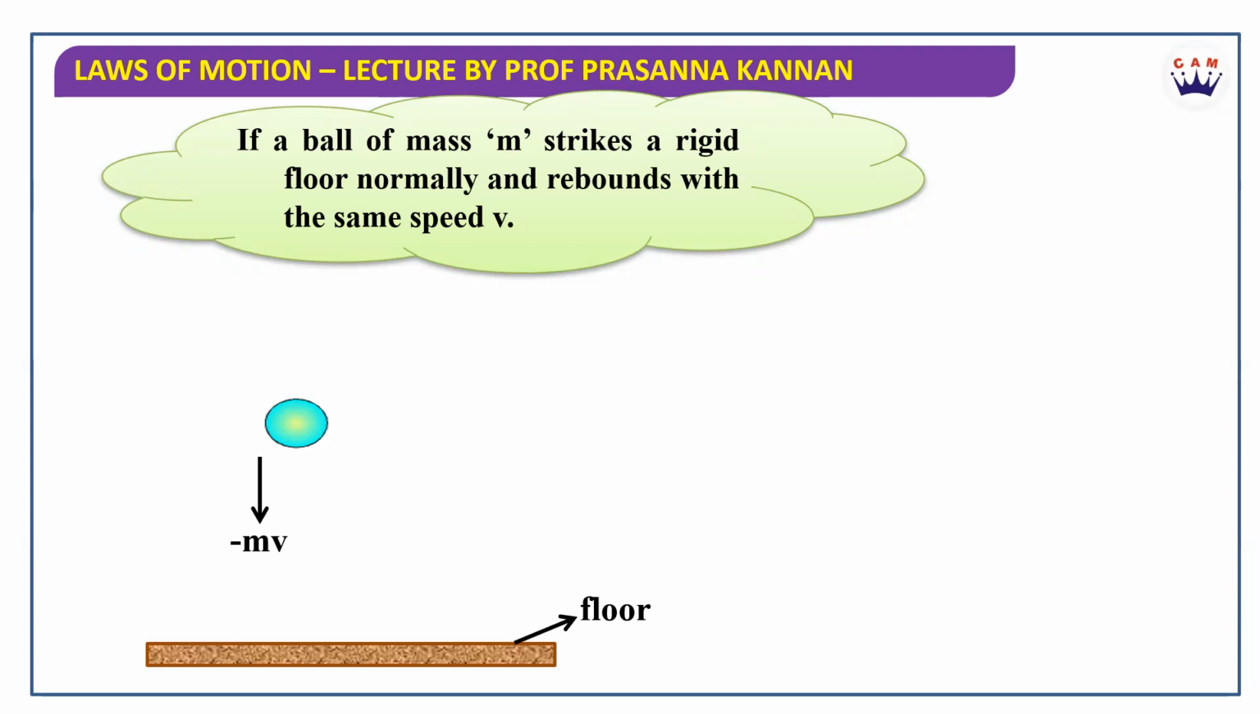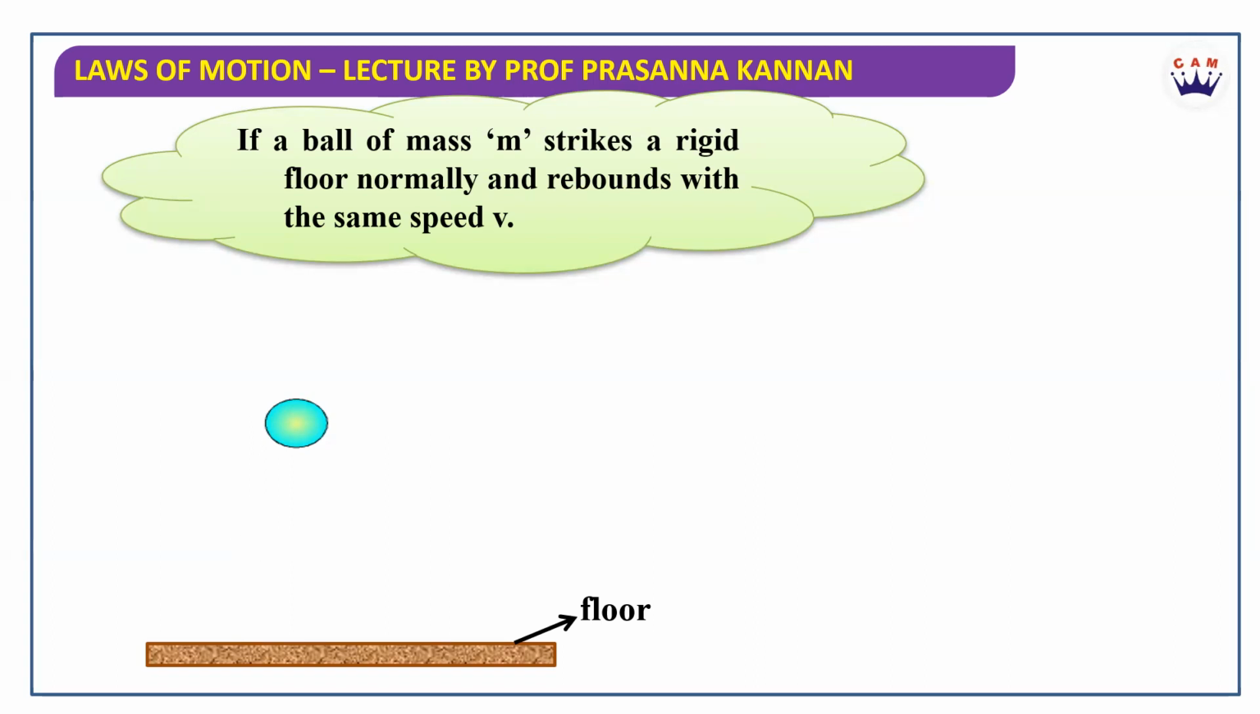It hits the surface and rebounds in the opposite direction. When it's coming in the opposite direction, the velocity is v. Is it plus v or minus v? Plus v because it's coming up. Momentum is plus mv or minus mv? Plus mv. When it goes down, it is minus mv. When it comes up, it's plus mv. Final momentum mv. Initial momentum minus mv.